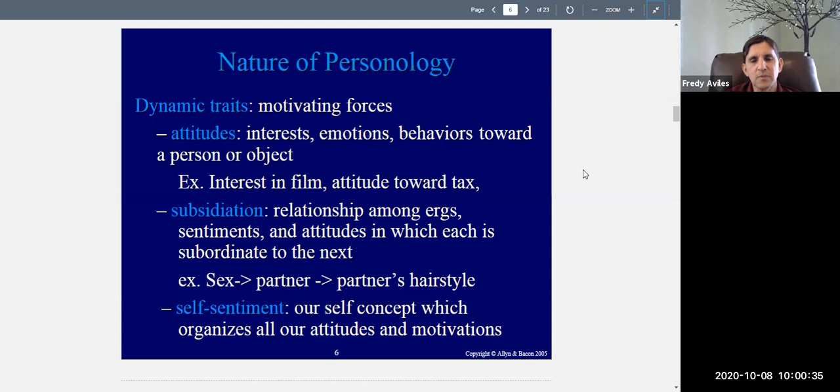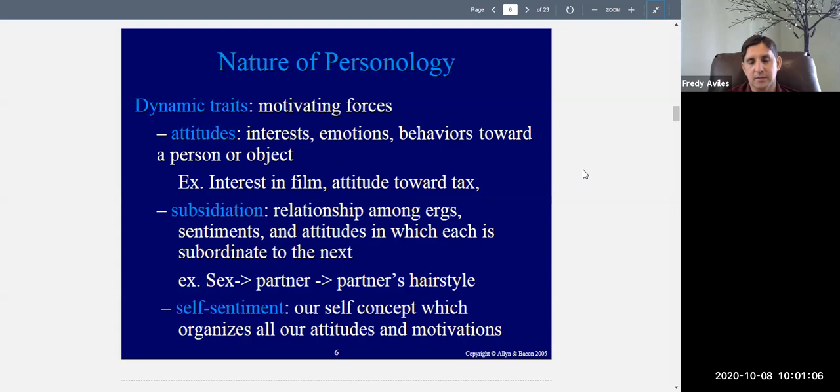Let me give you an example. The erg is basically that biological motivating force that you can't really help. An example of that would be sex. It's a very strong biological drive. It's an erg, a dynamic trait. It's something that motivates your behavior. That drives your sentiment toward your partner, the fact that you like your partner and you want to be with your partner. That would be the sentiment.